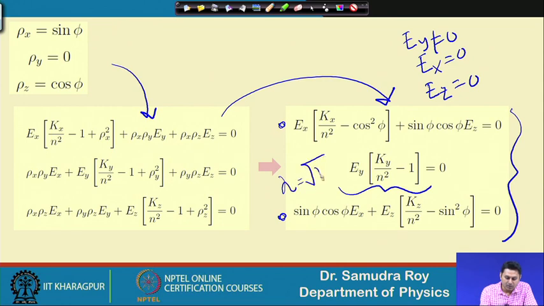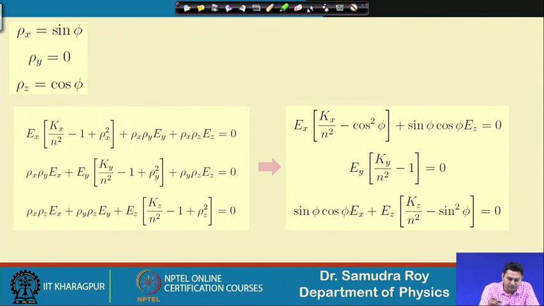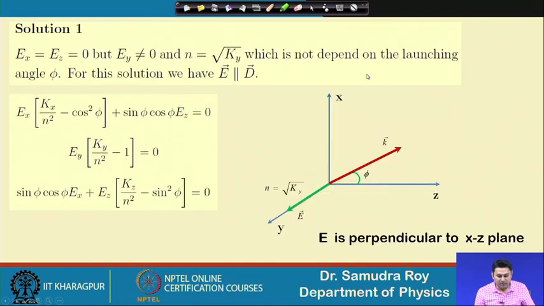equal to root over of ky. That means my refractive index along y direction is root over of ky and Ey is not equal to 0. That means Ey is along y direction, that is a non-zero component, all the other components are 0, and if I launch the k vector in one particular direction, which is making an angle phi with respect to z axis, and it is in the x and z plane, then I can have a solution with Ey not equal to 0, and the corresponding refractive index is also given in this equation. This we have discussed earlier.